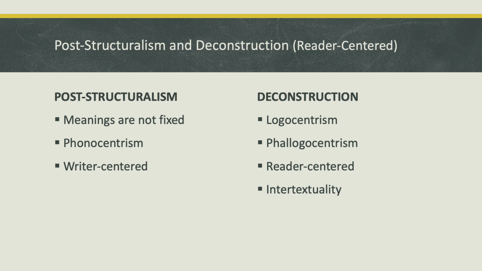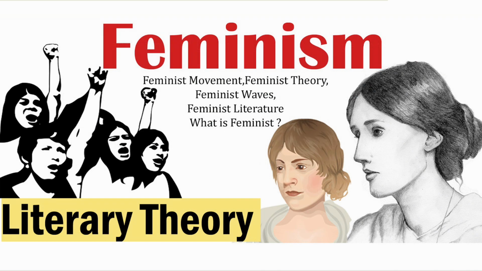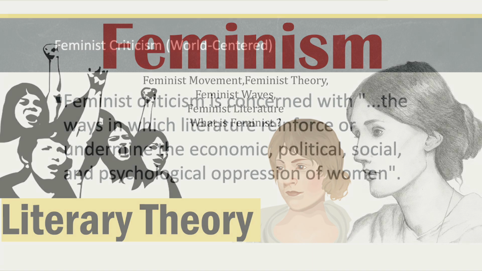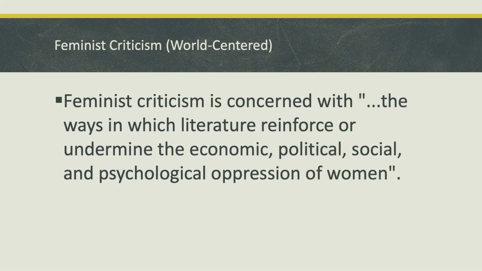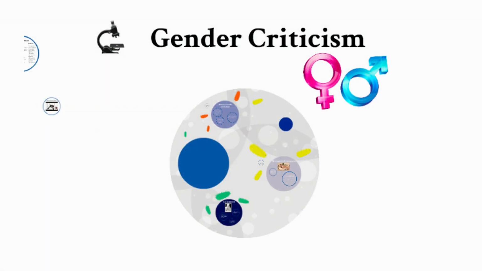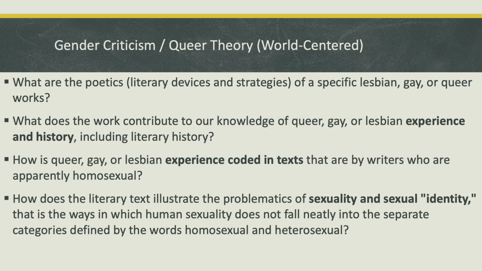Post-structuralism and deconstruction are different to structuralism because they are reader-centered. Meanings are not fixed. Feminist criticism looks at how women are treated unequally within a book. Gender criticism looks not only at women, but men too, and also at sexuality.